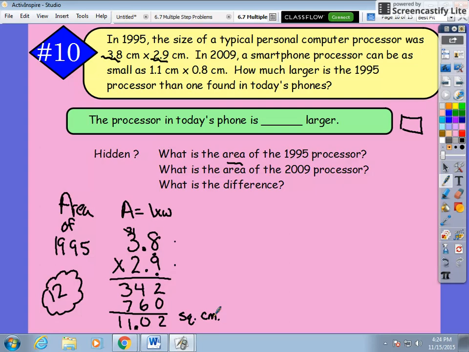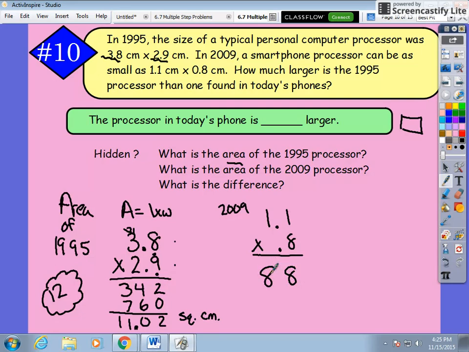So now we need to find the area of the 2009 processor by doing the same thing. We need to multiply those two measurements, the length, which is 1 1/10 centimeter, times 8/10 centimeter. Notice I didn't put that 0 that's in the ones place. It's a 0 I don't need. I don't need to worry about that in my multiplication problem. I'm going to set it up like a regular whole number multiplication problem. It's a coincidence that my decimals line up, but they don't have to. I'm going to multiply, and I get 8 and 8.